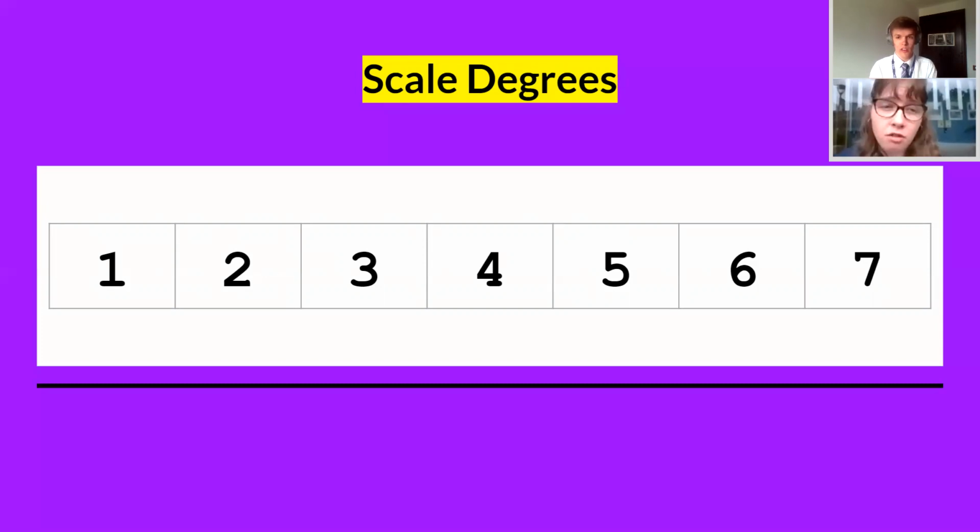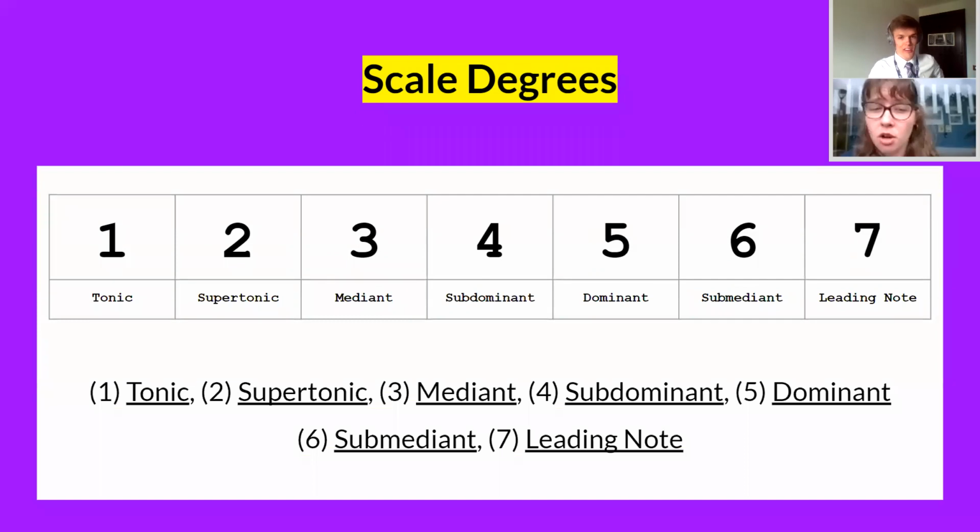The first scale degree, as I've already said, is also called the tonic. So that's number 1. Whereas the 5th is called the dominant. And the 4th is the subdominant. The 2nd is the supertonic, because it's 1 above the tonic. Super meaning just above. The subdominant is 1 below the dominant. And the submediant and the mediant are a bit strange. You just have to learn those ones.